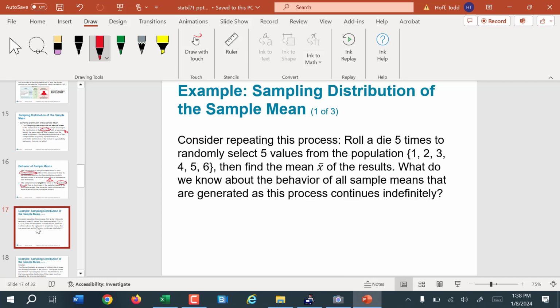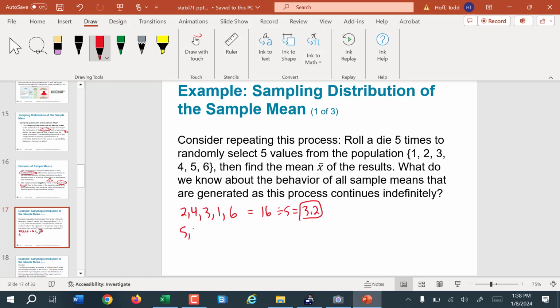So again, let's go back to rolling a die. This time, rather than counting how many of the numbers are odd, we're going to add them up and find the mean result. So let's say we had 2, 4, 3, 1, 6 again. If we add those up, we've got what? 6, 12, 15, 16, divided by 5 gives us 3.2 as the mean for that sample.